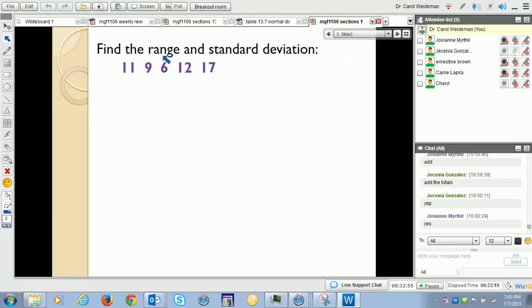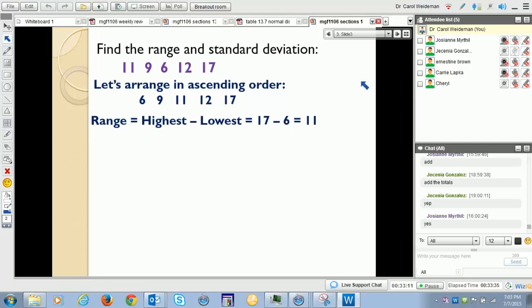Okay, let's find the range and the standard deviation for this little data set here. All right, let's do the range first. The first thing you need to do is put them in order, because the range is not just the first number or the last number minus the first number. They're not in order. So we put them in order. And so the range here is 17 minus 6, or 11. Okay, that was pretty easy.